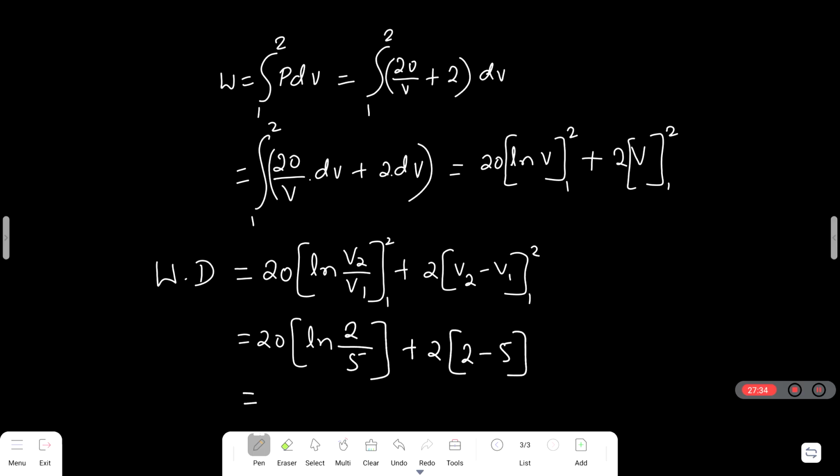Can anybody get me the answer? Here it is 2 into minus 3, minus 6, whereas here it is ln of 2 by 5, we will get a negative term. Minus 18.3.